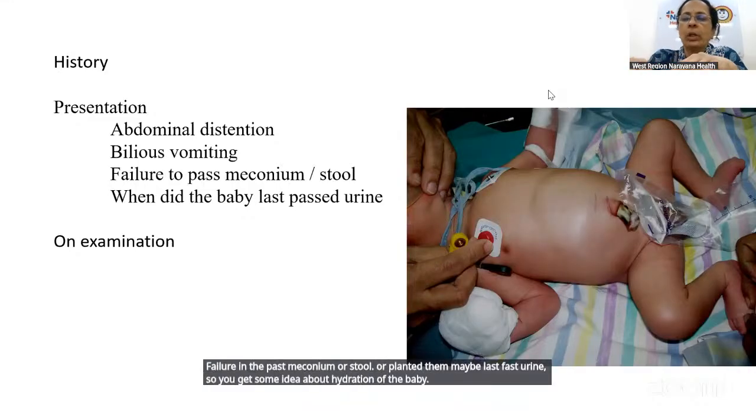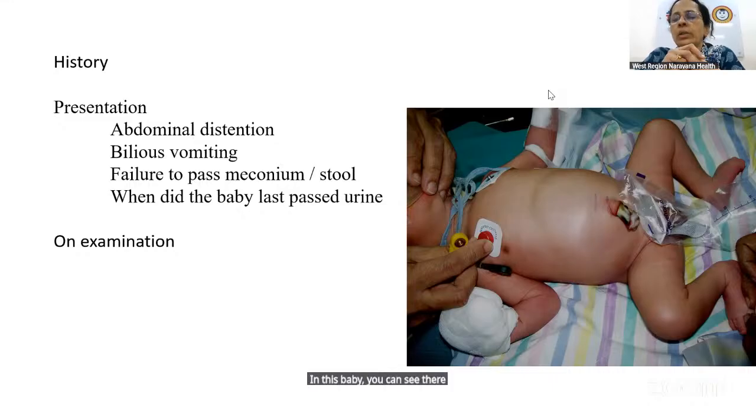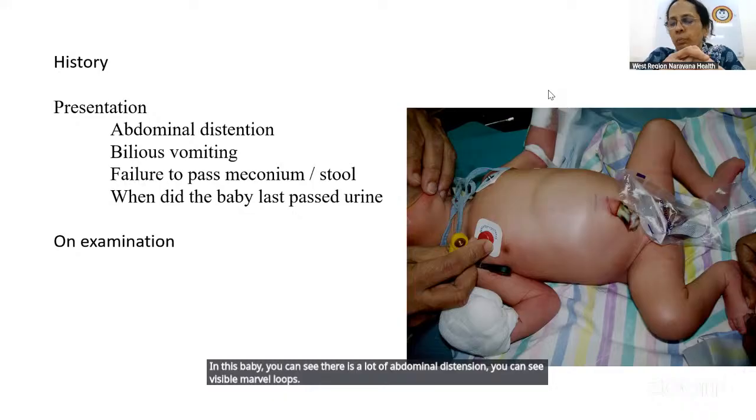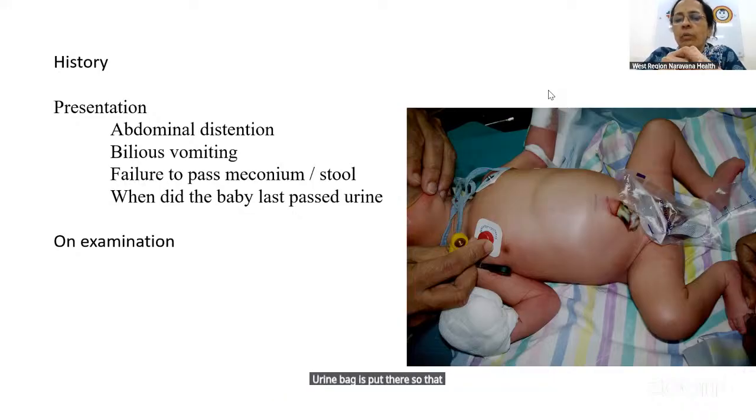In this baby, you can see there is a lot of abdominal distension. You can see visible bowel loops. A urine bag is put there so that we come to know when the baby passes urine.